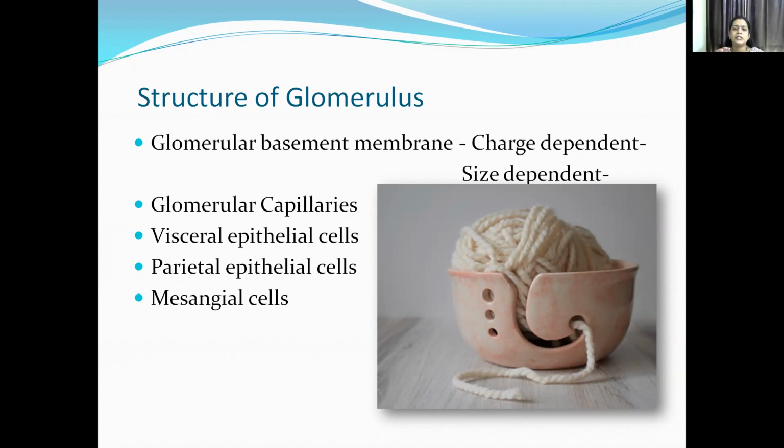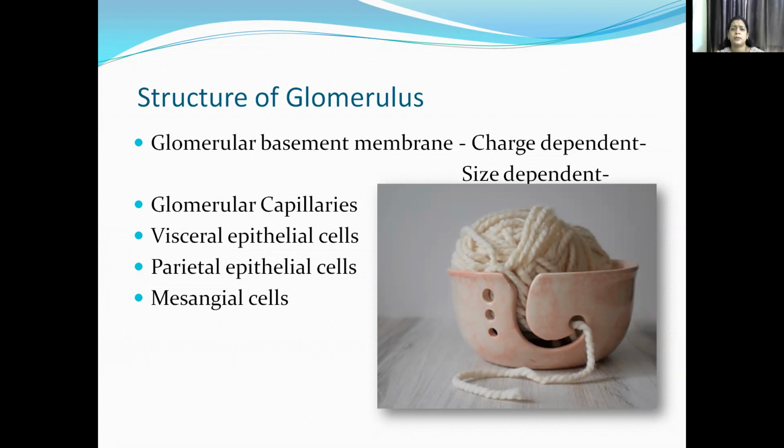Now coming to the visceral epithelial cells. The visceral epithelial cells are otherwise known as the podocytes. These are very important because they have a structure which is actually supporting the endothelium and the basement membrane, and then this tuft is invested in two layers. I told you, the visceral epithelial cells and the parietal epithelial cells.